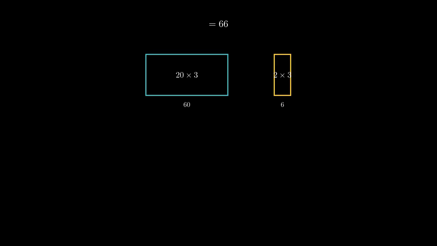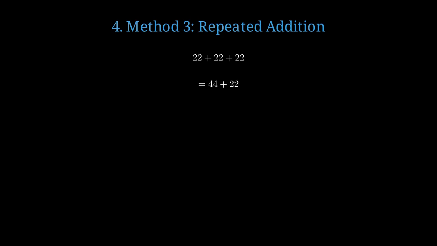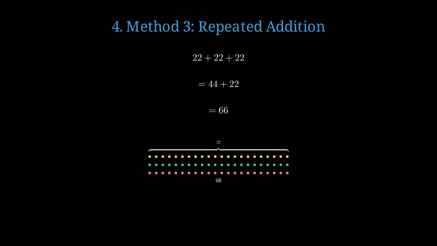Visually, we can see the larger rectangle represents 20 times 3 equals 60, and the smaller rectangle represents 2 times 3 equals 6. Let's verify our answer using repeated addition. We start with 22 plus 22 plus 22. First, 22 plus 22 equals 44. Then, 44 plus 22 equals 66. Here we see 3 rows of 22 dots each, and counting them all gives us 66 dots total.